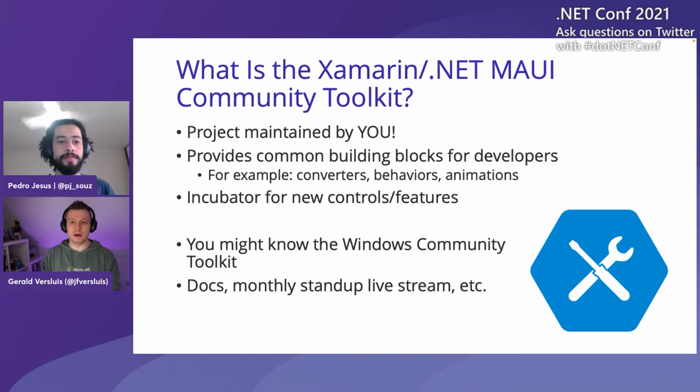So also for .NET MAUI, if we have a new control that we kind of like, but we want to see where it goes first, we want to see if it is stable enough, we might want to put it into the toolkit first, develop it there first, and then if we decide we like it and we want to put it in .NET MAUI as a first-class citizen, we take it from the toolkit, put it in .NET MAUI, and that's kind of one of the things that we envision for this toolkit.